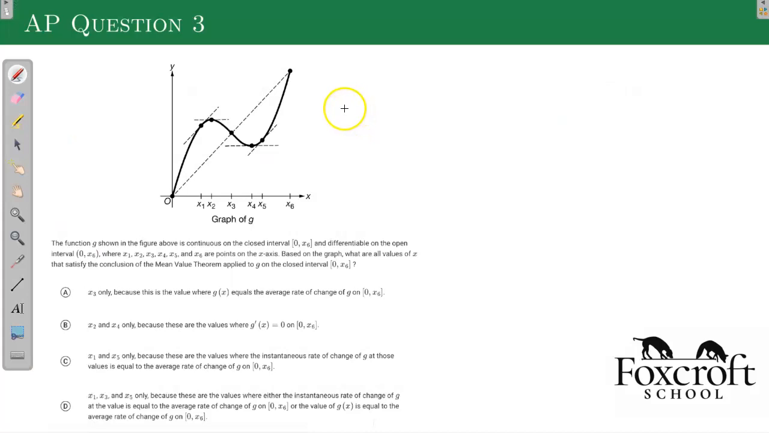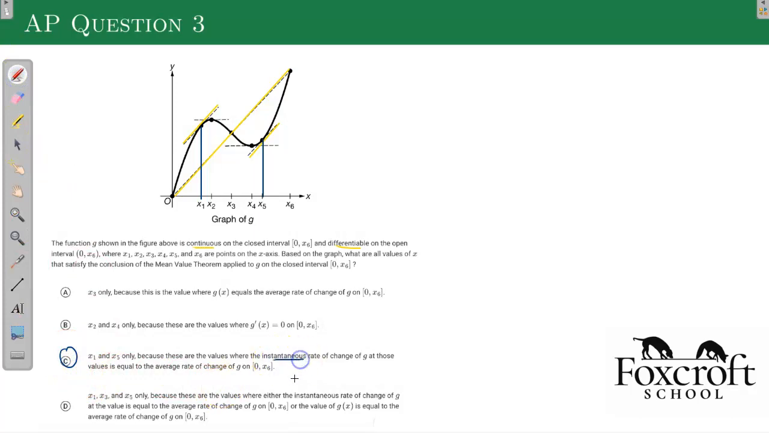And last one, all right, this one, a lot of words, so maybe you can pause it and read. But it says we have this continuous on the closed interval and differentiable on the open interval. So right away, you can tell it's trying to lead you to the mean value theorem. Based on the graph, where are the x values that satisfy the mean value theorem? So remember, the mean value theorem says the secant line, if it's continuous and differentiable, there's going to be tangent lines which are parallel to it. So I have a tangent line here that's parallel and a tangent line there that's parallel. So the values that satisfy the mean value theorem are x1 and x5. So C is going to be our right answer.